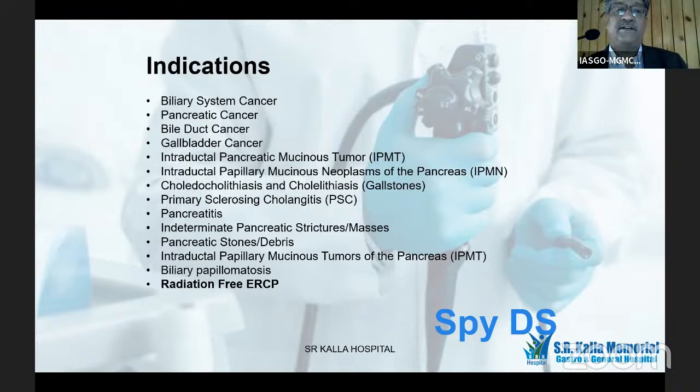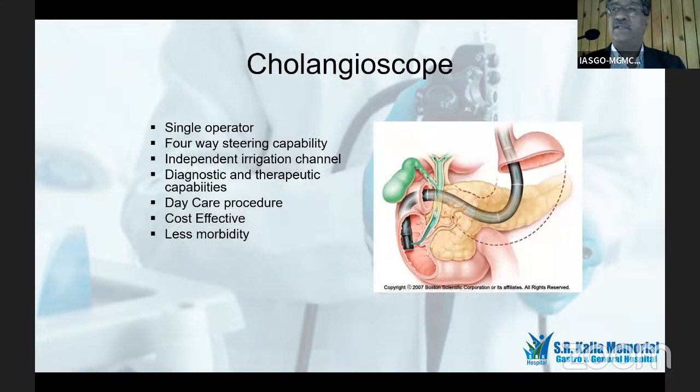Then gallbladder cancer, intraductal pancreatic mucinous tumors. We can give you a mapping of how much resection is required for the patient. Then radiation-free ERCP in case of pregnancy can be attempted with cholangioscopy. Now this cholangioscope is a single operator equipment, is cost-effective. It is a less morbid procedure. It's a daycare procedure and can be repeated if required.